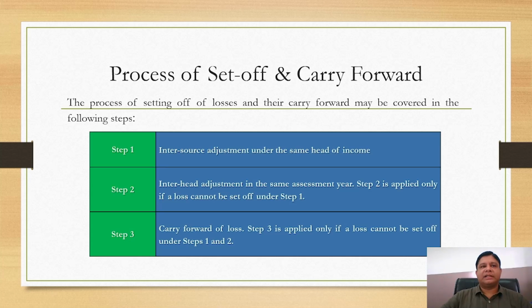So, in a nutshell, step 1 is the process in which inter-source adjustment under the same head of income is made. Step 2, inter-head adjustment in the same assessment year. This step is applied only if a loss cannot be set off under step 1. Step 3, carry forward of loss, is applied only if a loss cannot be set off under step 1 and step 2.